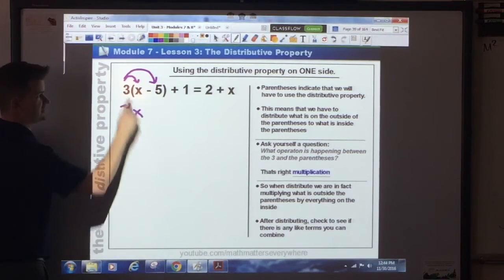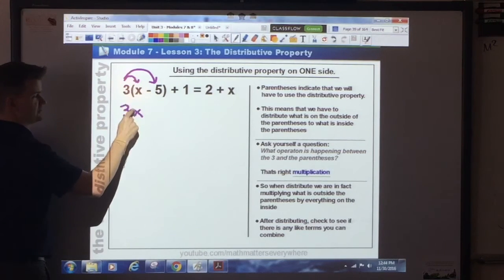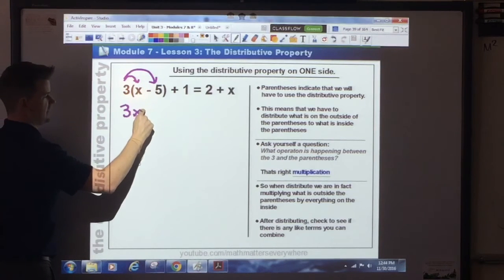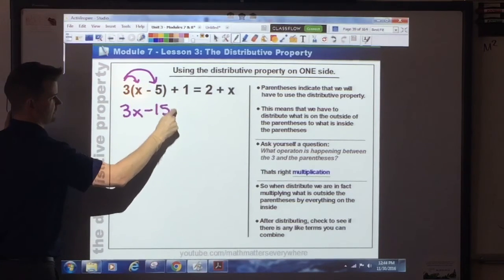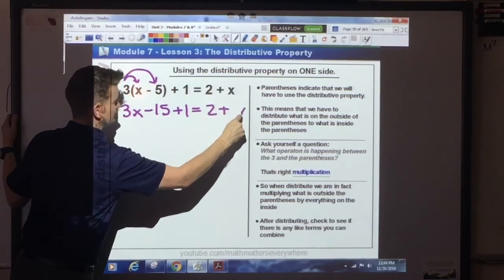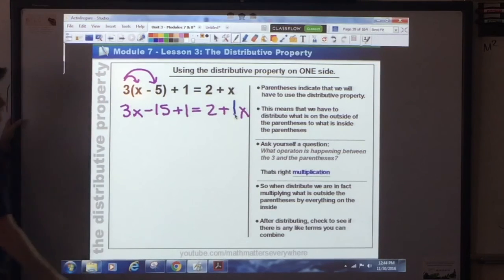Be very careful when you do this. Don't forget a term. These little arrows help. That's how I do it. That's how I've done it for years. 3 times x is 3x. 3 times negative 5 is negative 15. Bring down the positive 1. Bring down the 2 plus. I'll write in my invisible 1 here so this is easier for me to solve.